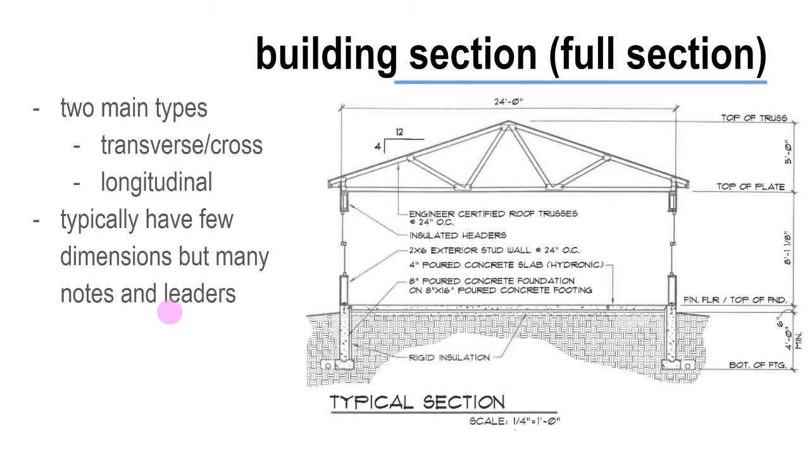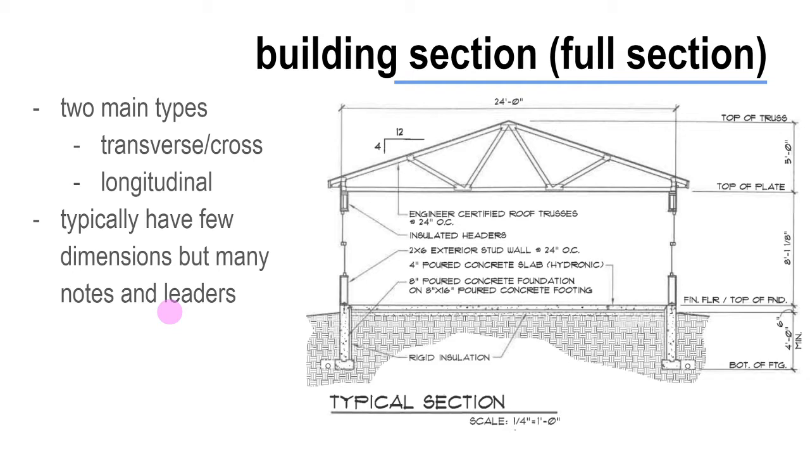Within section types, there are actually 2 different types of sections that we're going to look at: building sections, or full sections, and wall sections. They are defined by what they sound like. The building section goes through the entire building. The wall section just looks at a typical wall or a specific area of just one wall of the building.